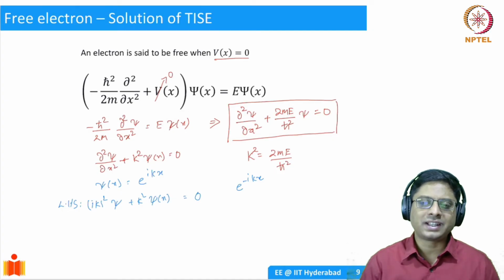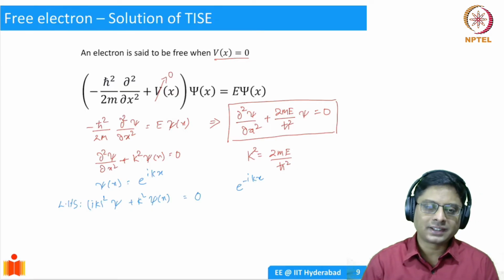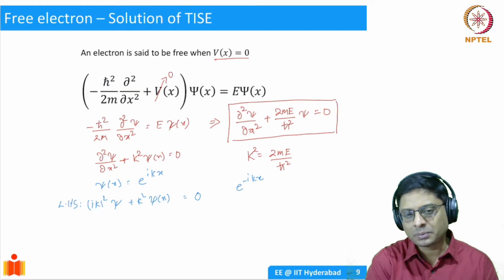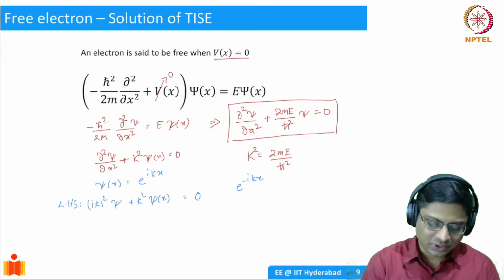But what is exponential ikx or exponential minus ikx? So these are what we call plane waves. Exponential ikx essentially tells you a plane wave which is propagating in the positive x direction. Whenever there's a wave propagation, it's exponential ikx in this case.